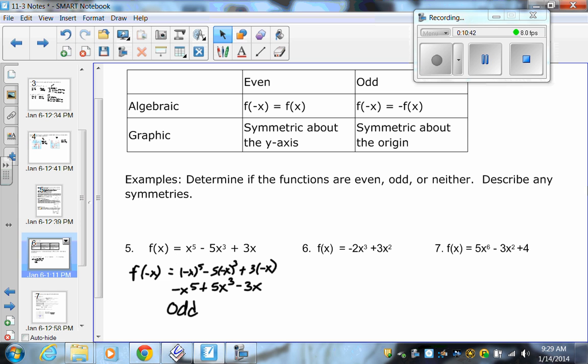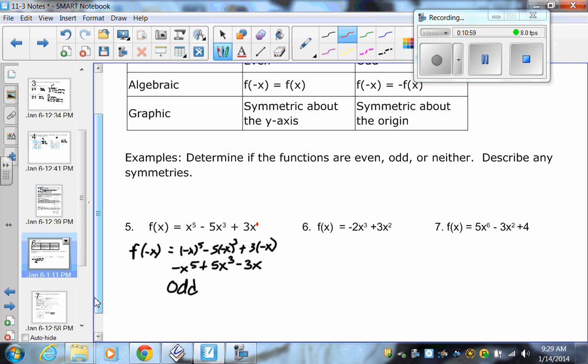The other way to look at this is if you just look at the degrees of each term. You have a degree of 5, a degree of 3, and a degree of 1. So 5 is odd, 3 is odd, 1 is odd. Therefore, it's an odd function. So the answer to the second part would be, since it's odd, we know that it's symmetric about the origin.